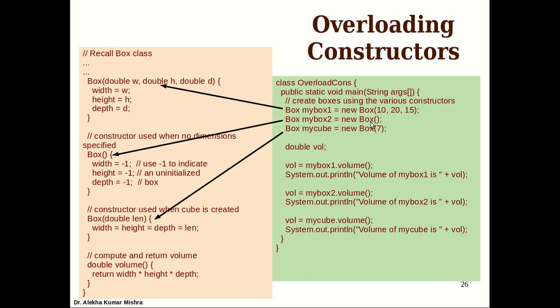And the third case is a cube. A box could be a cube size, so all the dimensions can be the same. For that, another constructor has been designed. When we pass a single value, width, height and depth will all be assigned the same value. So when the third object, myCube, is created, the last constructor is going to be invoked in this case.